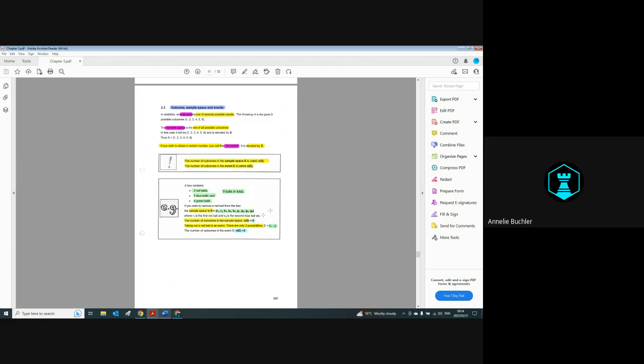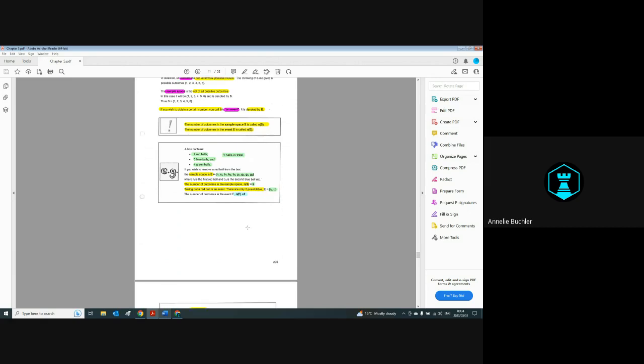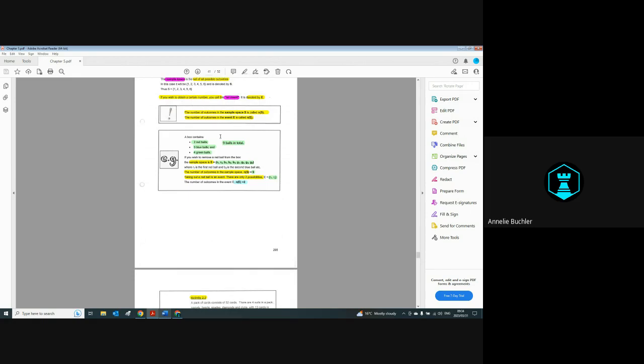I just want to quickly go through this. Let's say you have 9 balls in total and you want to remove 2 red balls. How will you write it up? The sample space is all your balls: there are 2 red balls, 1, 2; 3 blue balls, 1, 2, 3; and 4 green balls, 1, 2, 3, 4. So it's 9 balls in total. The number of outcomes in the sample space is N(S), and it's 9 because in total you have 9 balls.